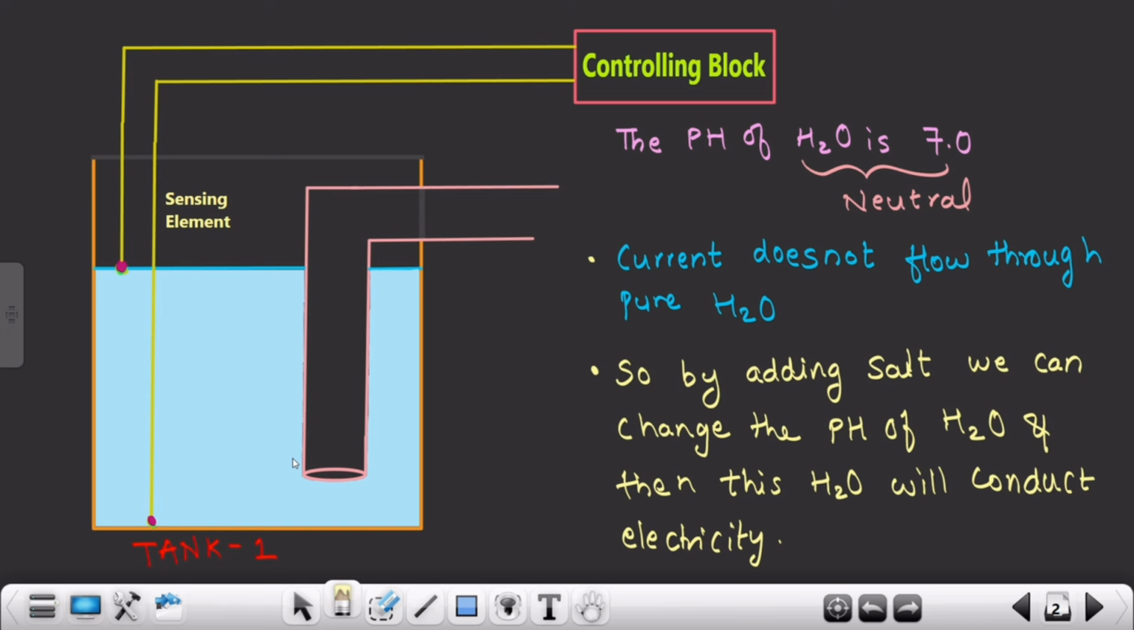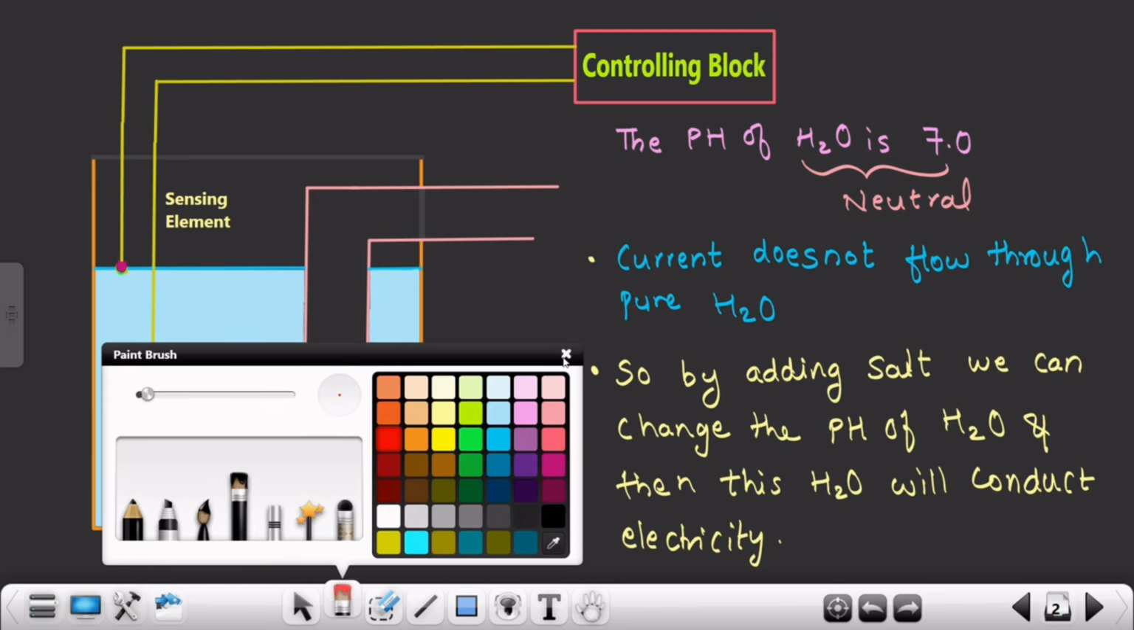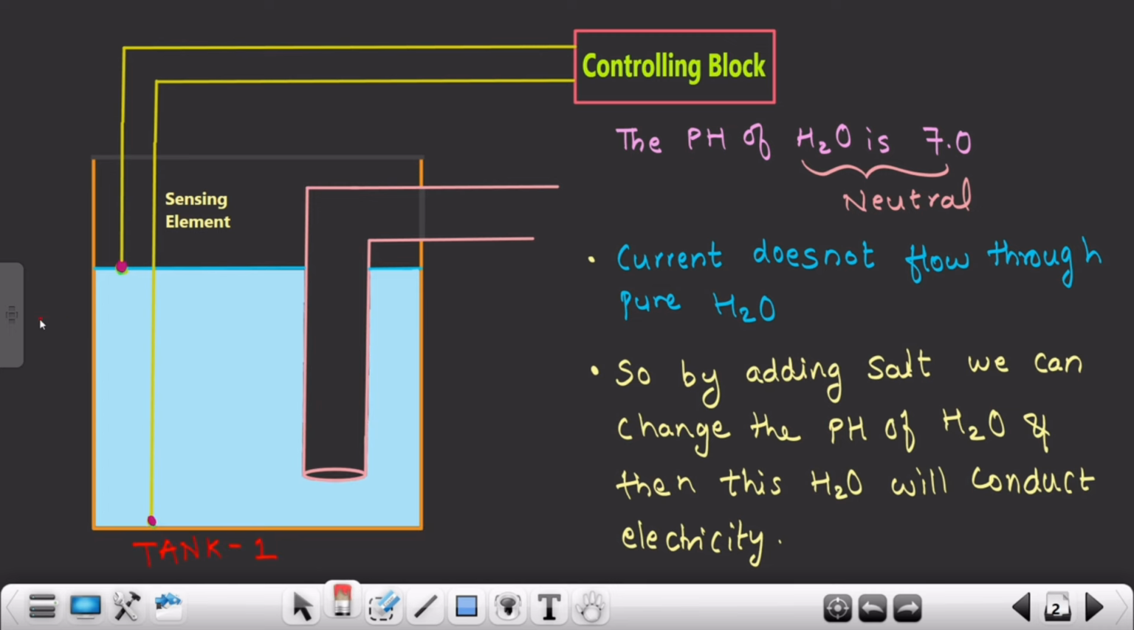Okay, that's a totally different scenario. But what we can do over here is, let's assume that you are taking one battery. So this is your battery. This is grounded, and this is the positive terminal of the battery. It is inserted in the water.